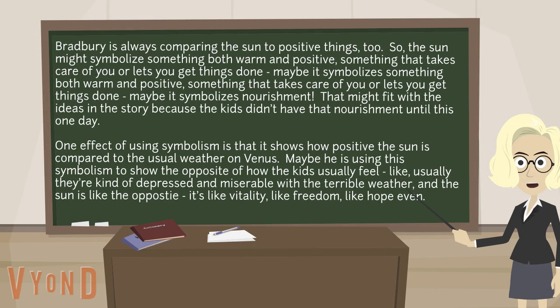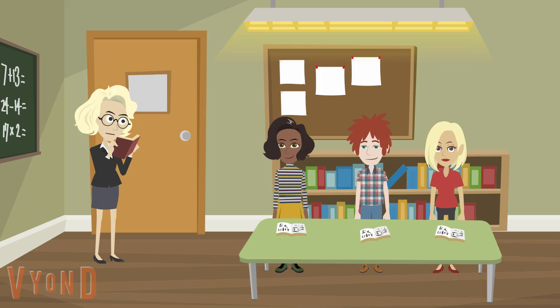One effect of using symbolism is that it shows how positive the sun is compared to the usual weather on Venus. Maybe he is using this symbolism to show the opposite of how the kids usually feel. Like, usually they're kind of depressed and miserable with the terrible weather, and the sun is like the opposite. It's like vitality, like freedom, like hope, even.